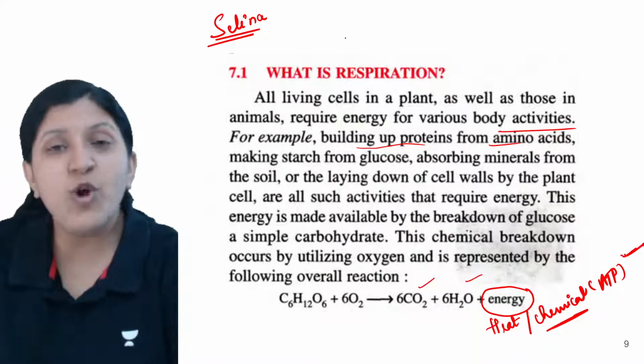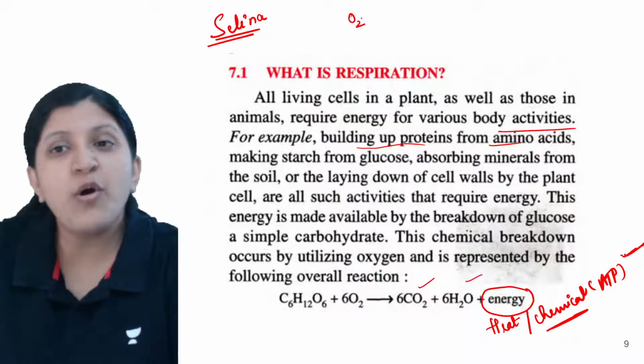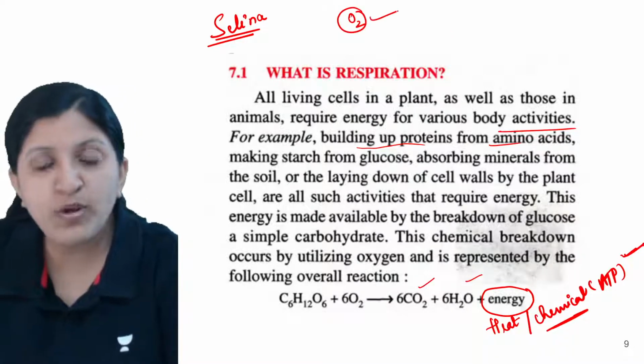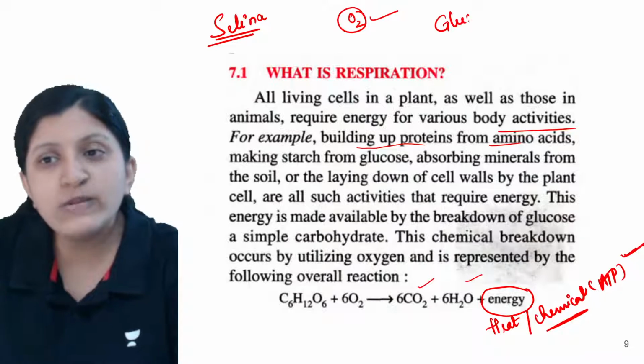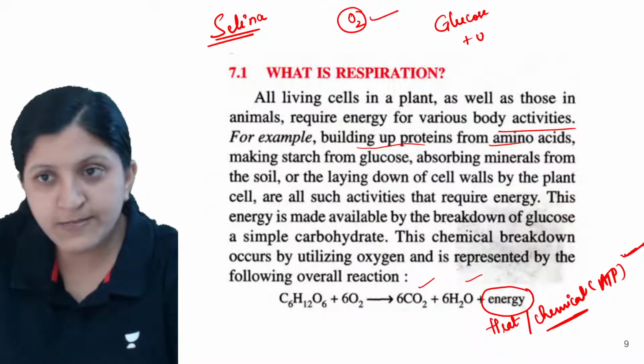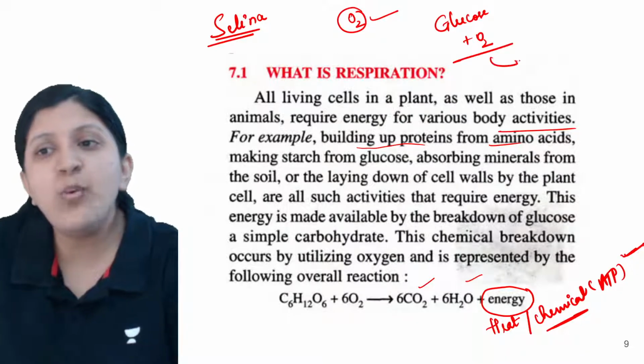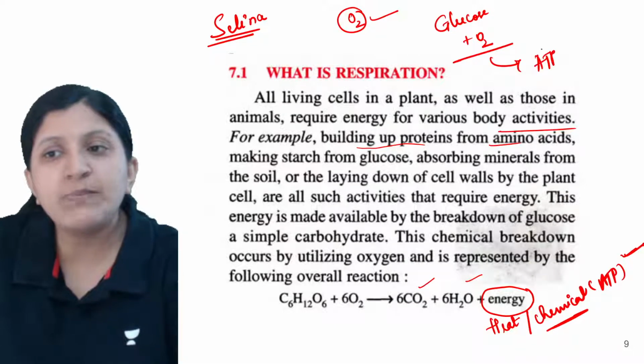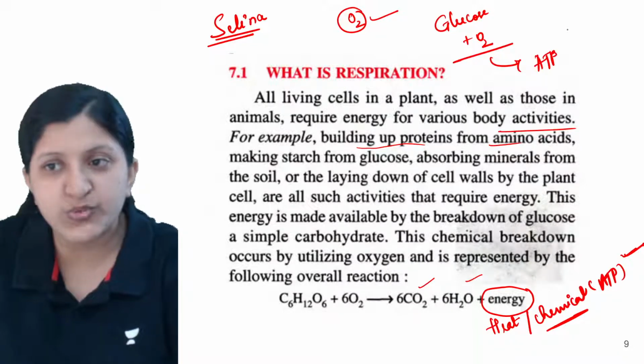And that's the reason oxygen, or respiration, is always an important process, where glucose is getting oxidized. And this is the one which is forming the ATP, that is adenosine triphosphate.